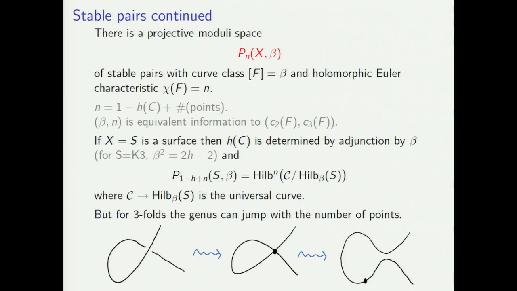So this is the Hilbert scheme of curves in class beta in the surface. Over that, you have a universal curve, and you take n points on that universal curve. You take the relative Hilbert scheme. All right, so this is really true as schemes. But for threefolds, it is slightly more complicated. So this is an example.